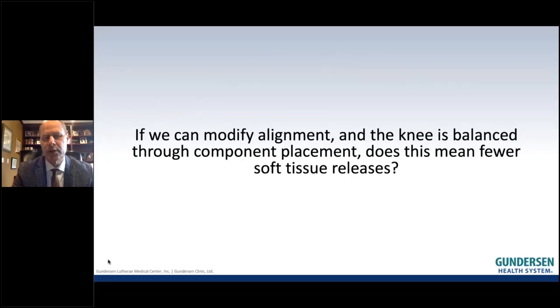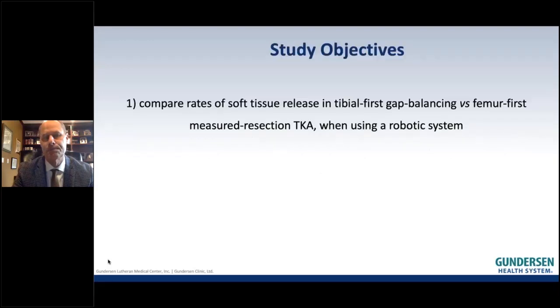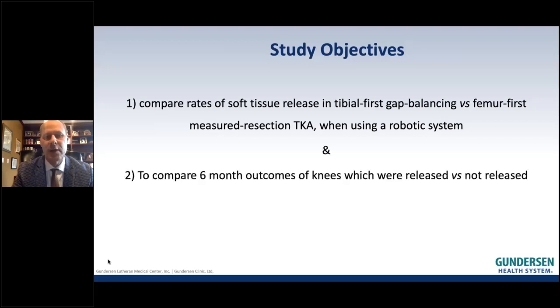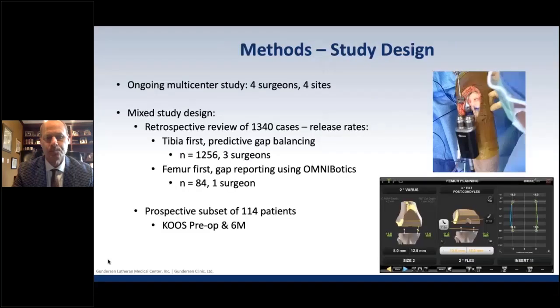So the next question is, if we can modify alignment and the knee is balanced through component placement, does this mean that we're going to do fewer soft tissue releases? We looked at this in another way. We compared the rates of soft tissue releases with a tibial first gap balancing, so with a balance spot total knee, versus a femur first measured resection TKA using the OMNIBotics, so using robotics but not using the balance spot. And then we compared outcomes pre-op and then at 6 months.